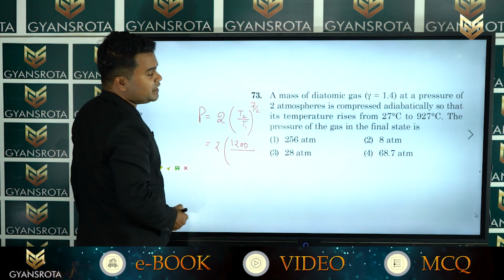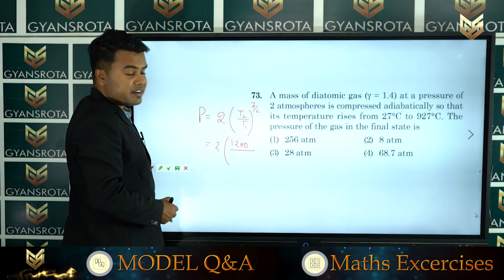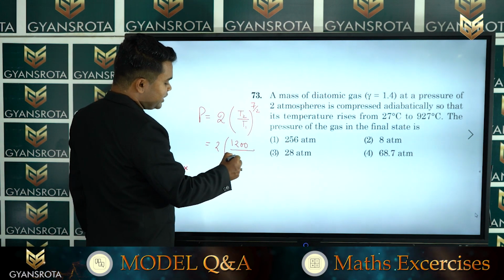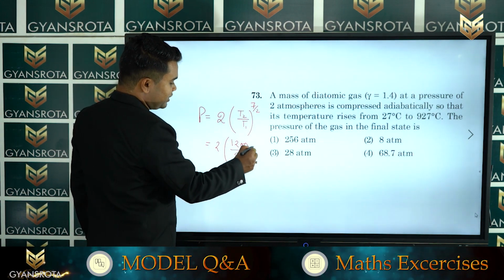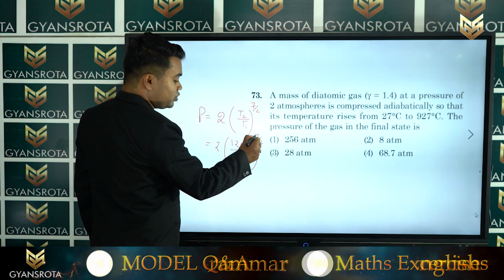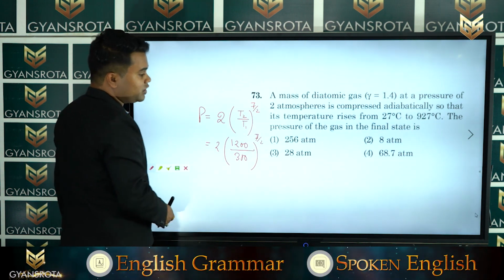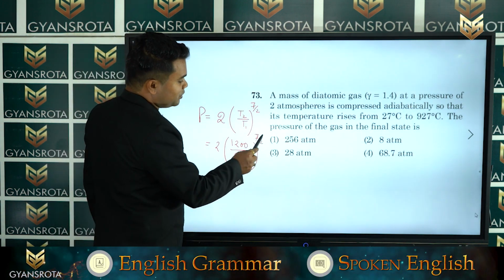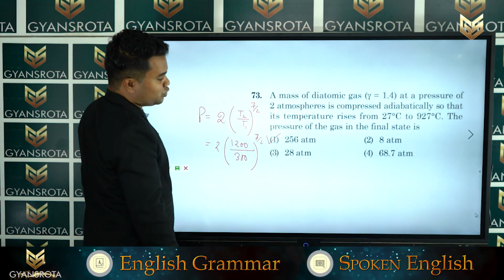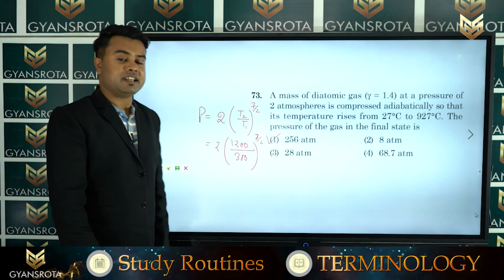1200 Kelvin divided by the given 27 degrees Celsius. If you want to convert it into Kelvin, it will be 300 Kelvin, to the power 7 by 2. Now if you solve this one, the right answer for this one will come out to be 256 atmospheric pressure, 256 atm.